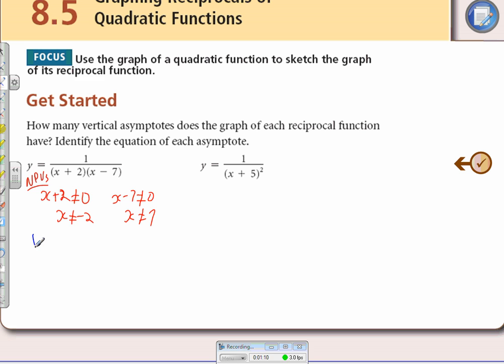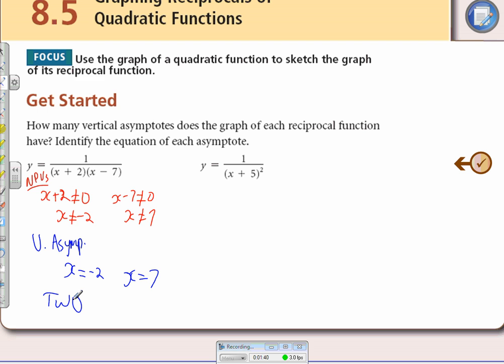So then your vertical asymptotes are going to be x equals negative 2 and x equals 7. Asymptotes are always an equation, an x equals 2 or a y equals 2 if it's a horizontal asymptote. So there are two different asymptotes there because there's two factors for the denominator.